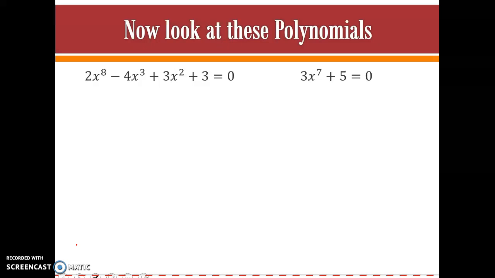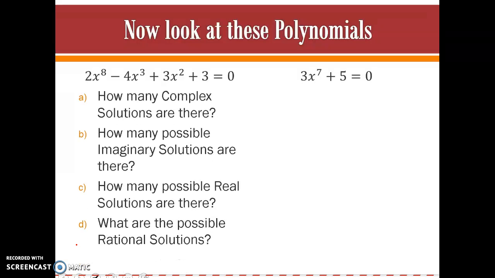Let's take a look at a different example. We're not going to solve these necessarily, at least at the beginning. What I want to do is just answer some questions about them. Here's the first set of questions, I'm going to call this number 2 here. How many complex solutions are there? Well, it's an 8th degree polynomial, so there are 8 complex solutions. How many possible imaginary solutions are there? Well, they always come in pairs. So all 8 could be imaginary, but if I start with the lowest set, it could be 2, could be 4, could be 6, could be 8, or I guess it could be 0 as well.